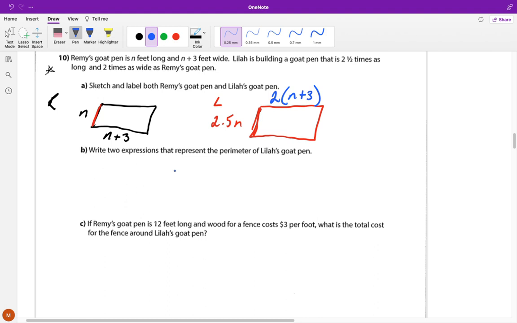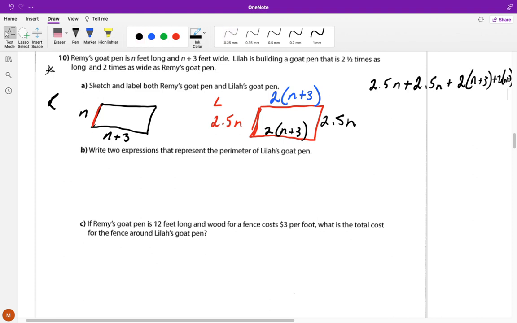Now, write two expressions that represent the perimeter of Leela's goat pen. So I'm just going to go through how we can do this. The first thing you can do is you could just add them all up. So if that's 2.5n, I know rectangles have opposite sides equal. So I can just write it out like this. And the first, whoops, not 3. Yeah, it is 3. So I can just literally add them all around. So I have 2 of the 2.5n plus 2 times n plus 3 plus 2 times n plus 3. Like I can just add up all of them. That's one way of doing it.